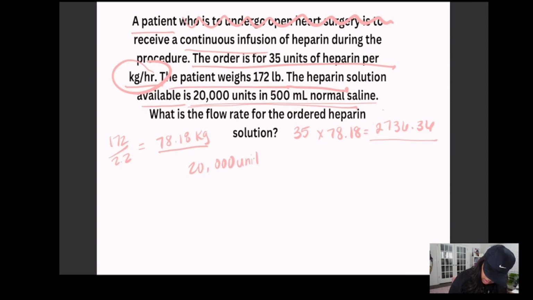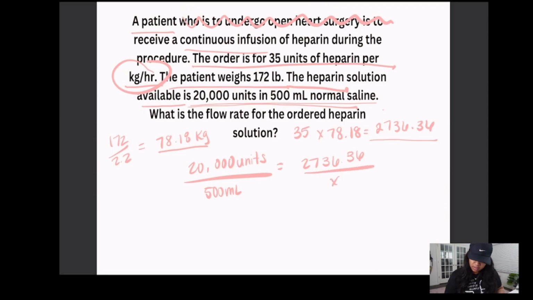20,000 units over 500 milliliters. And you always want to label what you're writing out so you know what it is that you're trying to find. So we're trying to find X because we don't know how many milliliters we need for this amount of units to be.